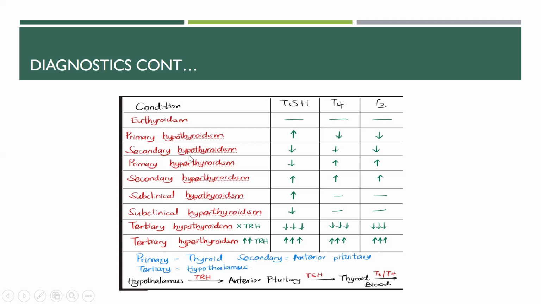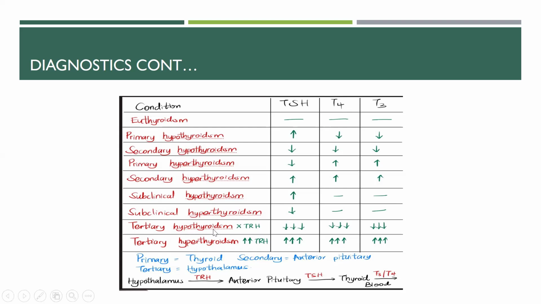All right. So now that we're done with primary and secondary, let's come to subclinical. Now, subclinical is the one that's not usually noticeable. By that, I mean your TSH will be high, but your T3 and T4 will be normal. That's why it's called subclinical. It's not normally as obvious as the other forms of hypothyroidism. Okay.